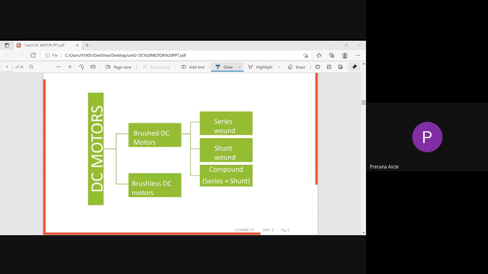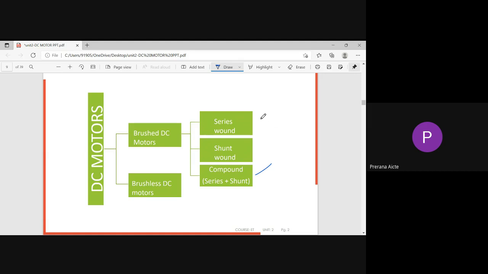The basic definition of a series motor is that the series field winding is in series with the armature winding. Similarly, if the field winding is connected in parallel with the armature winding, we call that a shunt motor. A combination of series and shunt is called a compound motor.